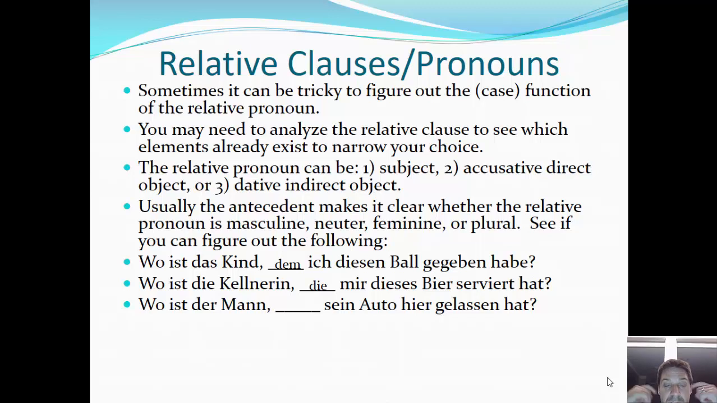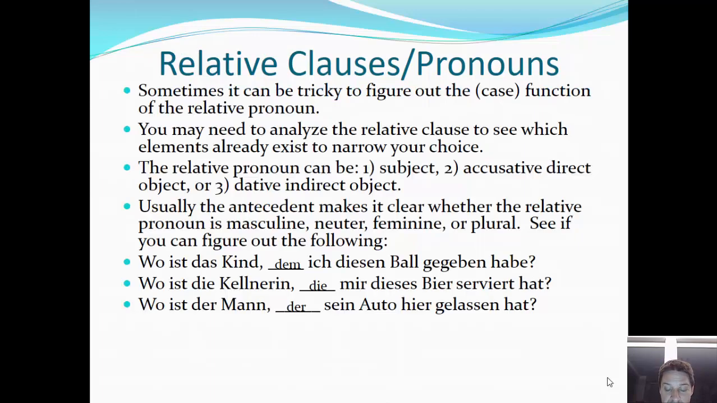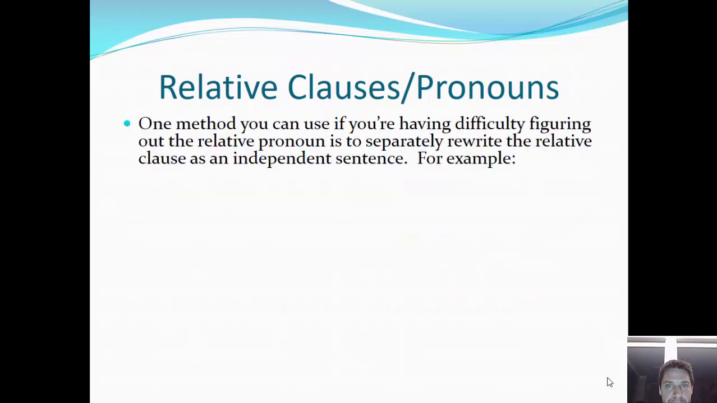Second one: wo ist die Kellnerin, die mir dieses Bier serviert hat? We have mir, which is a dative pronoun. Dieses Bier is the direct object. So we have a dative and an accusative, so therefore it must be nominative, die. And then, wo ist der Mann, der sein Auto hier gelassen hat? In other words, der Mann hat sein Auto hier gelassen. It has to be the subject, der. Gut. So those were perhaps a little tricky to figure out, but let's keep going.